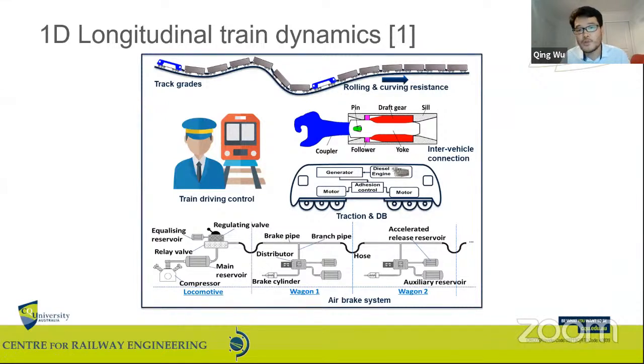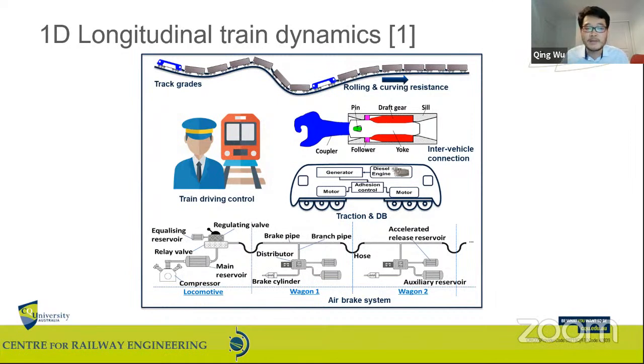To move the train, of course, we will have a traction system and DB. DB means dynamic braking. There are also a couple of things we need to consider. We consider adhesion control, which means your traction force cannot exceed the maximum available friction between the wheel and the rail. It's the same thing as having ABS in automobiles.